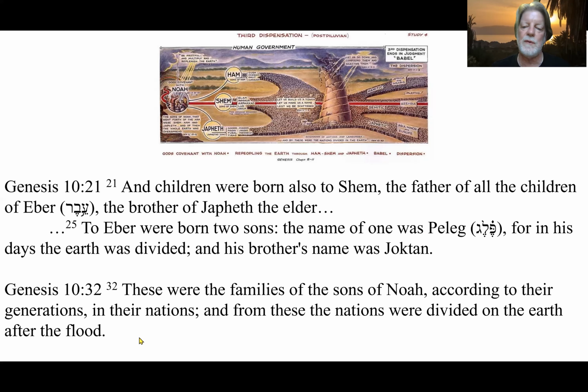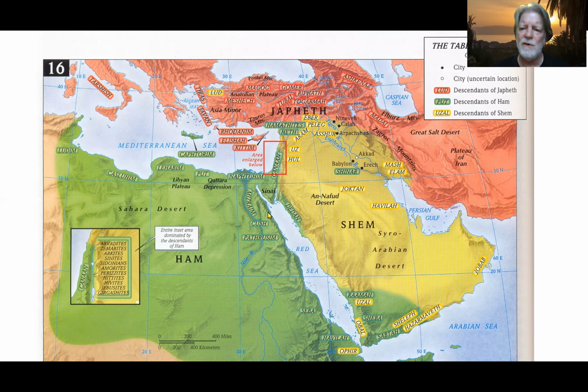Verse 32, these were the families of the sons of Noah according to their generations and their nations. And from these, the nations were divided on the earth after the flood. Here is the map that I wanted to show you of where these various families of the descendants of Noah's three sons went to.